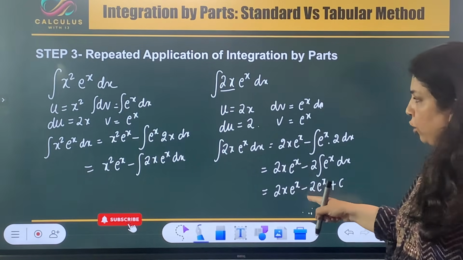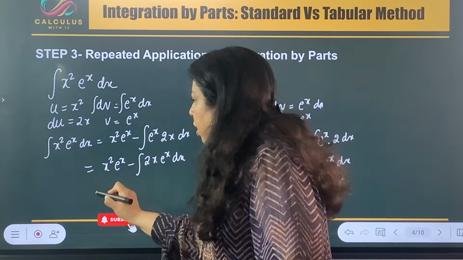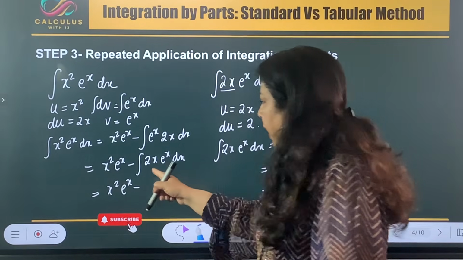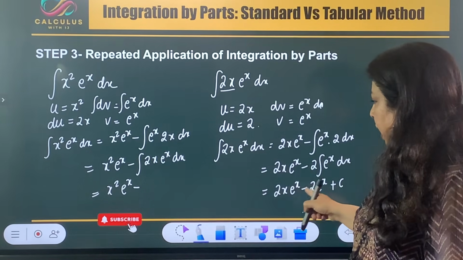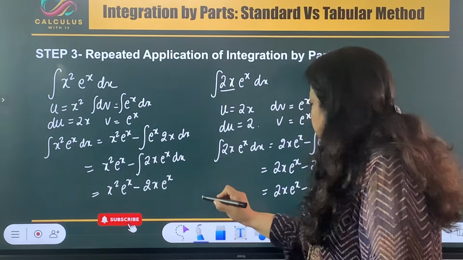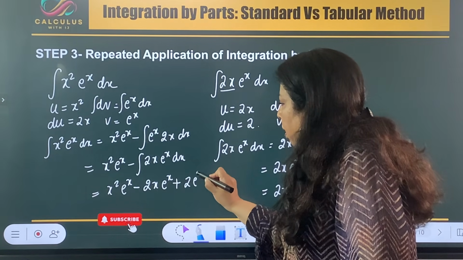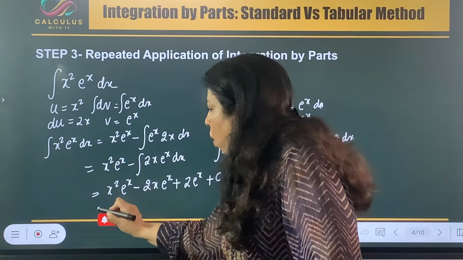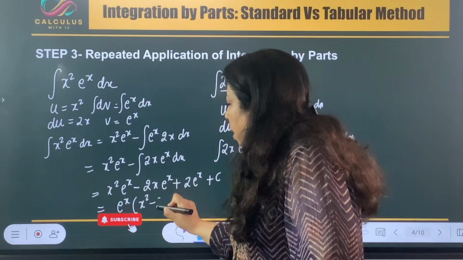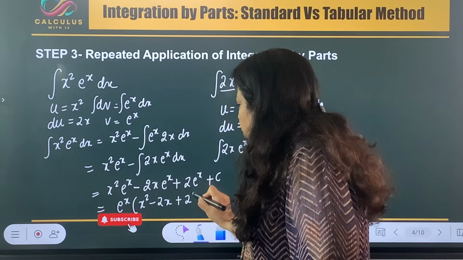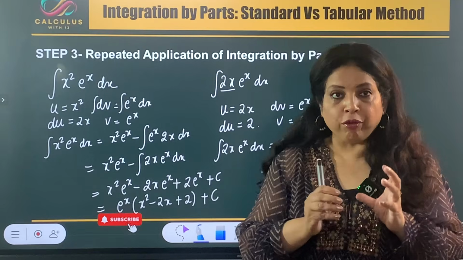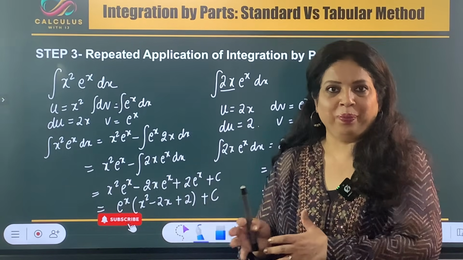So let's substitute this value in this integral. So x square e to the power x, there is a minus sign before this integral, so signs get changed. So this becomes x square e^x minus 2x e to the power x plus 2 e to the power x plus c. On taking e to the power x as common, we get e^x times x square minus 2x plus 2, plus c. So this method works perfectly well here also.